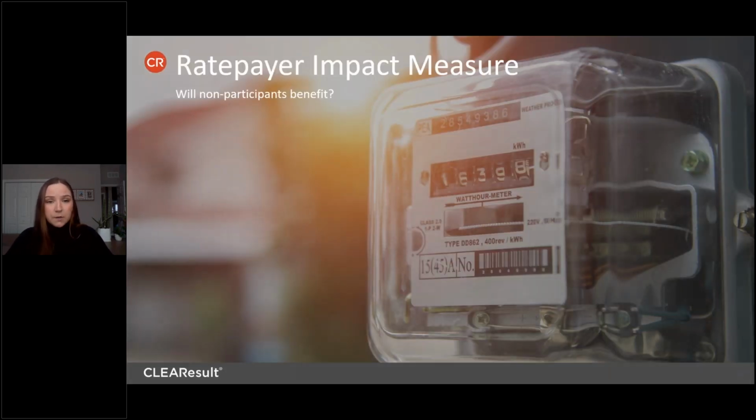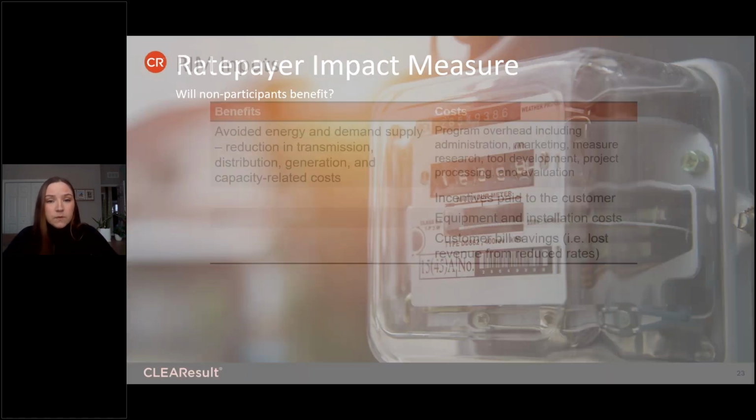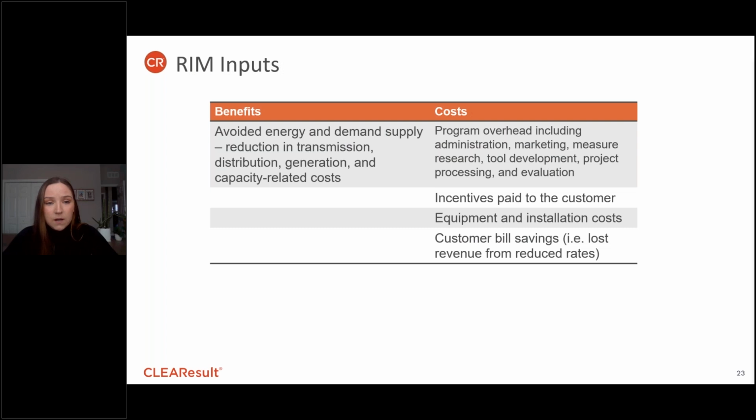So next, we're going to move on to the ratepayer impact measure test. So this test looks at, will non-participants benefit from the associated program? So this is going to be all ratepayers, not just the ratepayers that are participating in the program. So now we're going to look at our benefits and costs.